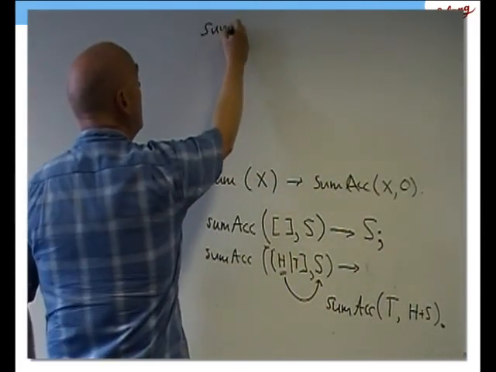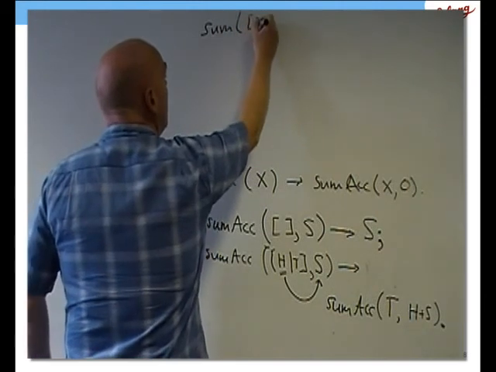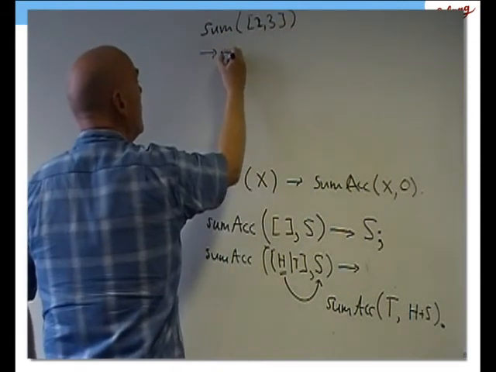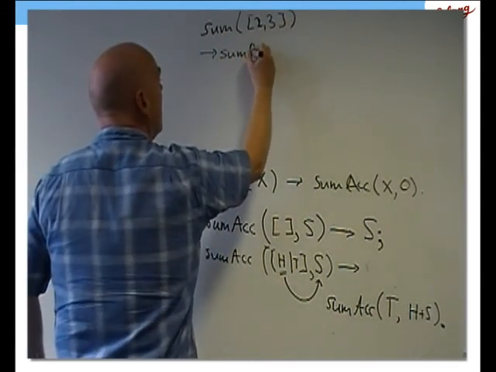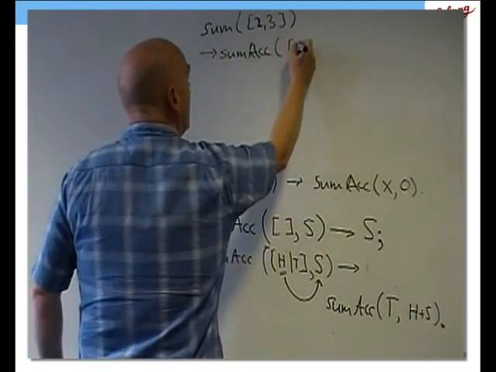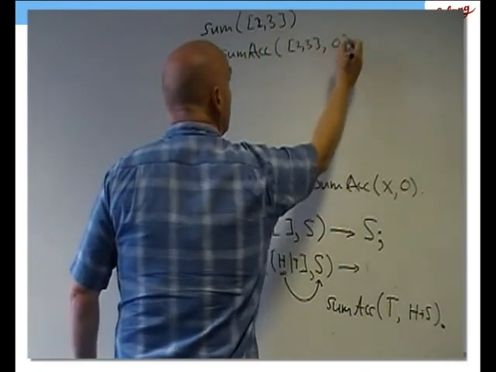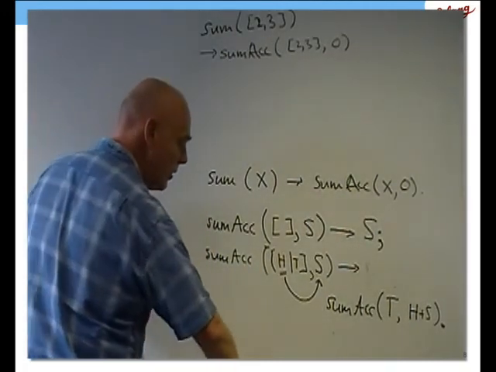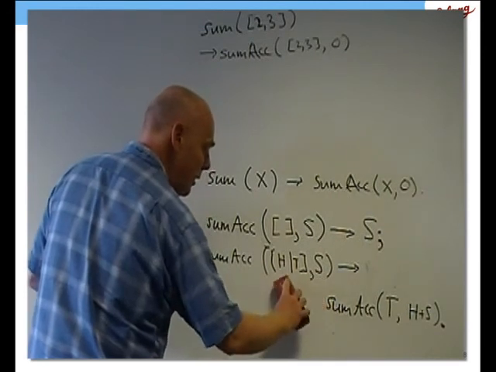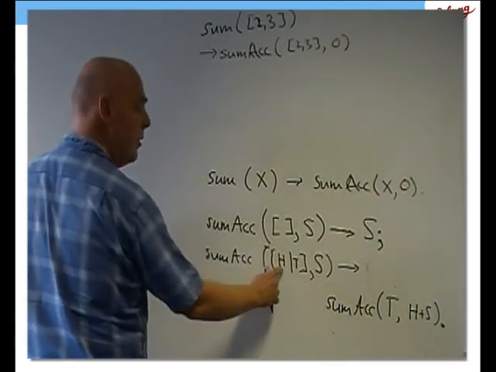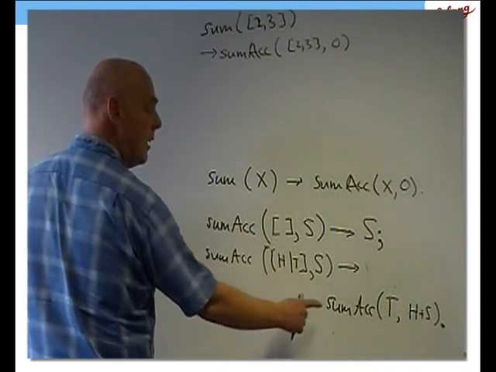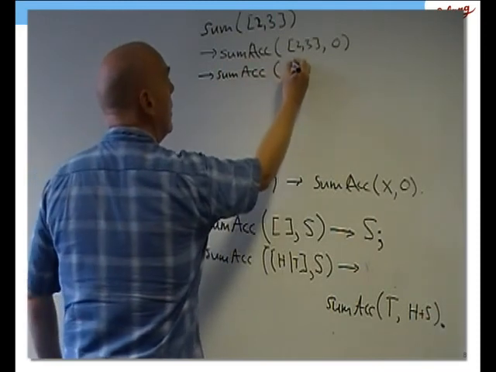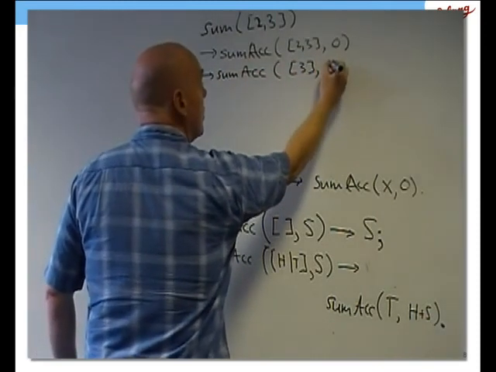I think we looked before at the example of 2 and 3. And what that becomes is sum ac, 2, 3 followed by 0. Now, which of these clauses applies? First of all, let's just rub that out so it's clear what we're doing here. We take the first element off the head of the list and add it to the sum. So this becomes sum ac, list 3, and we add 2 to there.